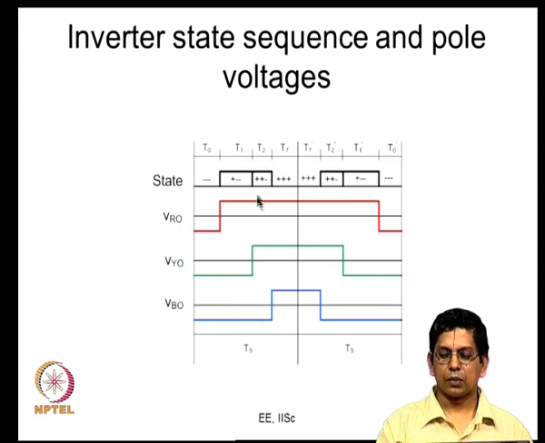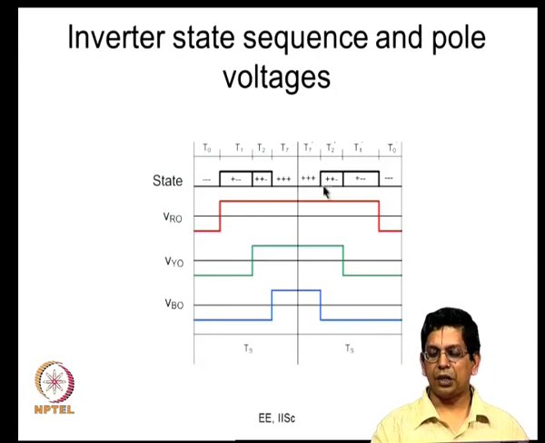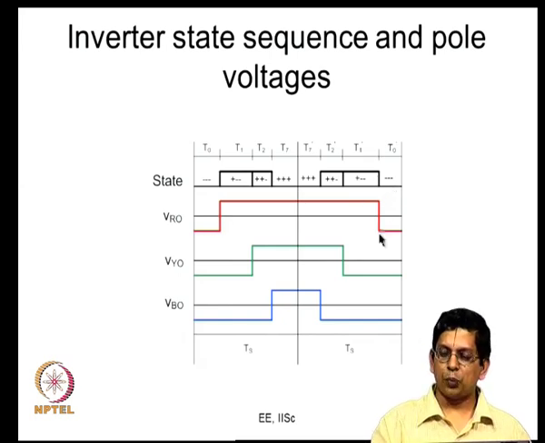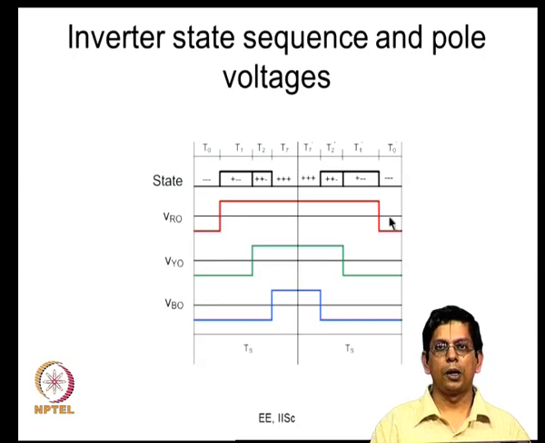Again you have this T2, so plus plus minus. Then you have plus plus plus, where all of them are on. So, it starts from one 0 state, goes through one active state, then the second active state, and finally goes back to the other 0 state. The next subcycle, or half carrier cycle, will have the reverse sequence: plus plus plus, then B phase switches and it becomes plus plus minus, then Y switches and it becomes plus minus minus, then R switches and it becomes minus minus minus. And if you look at the 3 phase pole voltages, this is how they are: R Y B, B Y R. That is the sequence in which they are going to be switching.